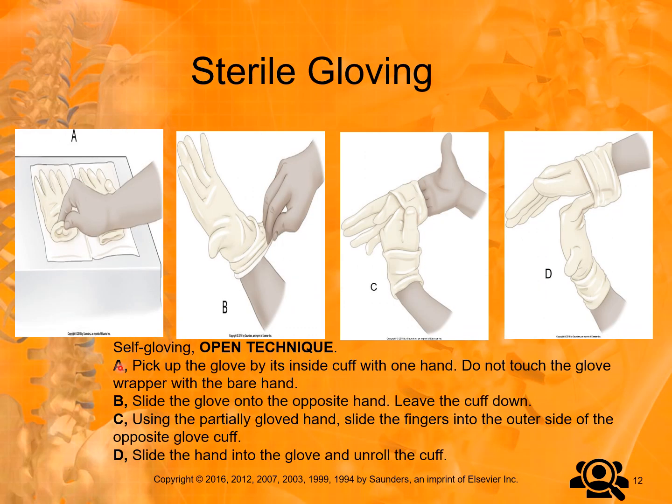Sterile gloving. This is called the open technique. This is the one that you'll do mostly when you're setting up arthrogram trays. Pick up the glove by its inside cuff with one hand. Do not touch the glove wrapper with the bare hand.